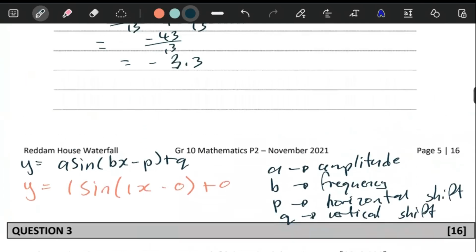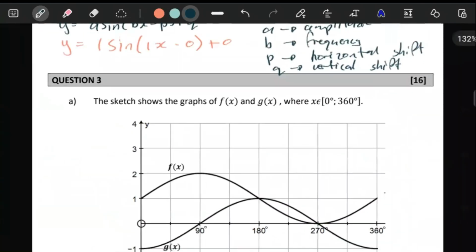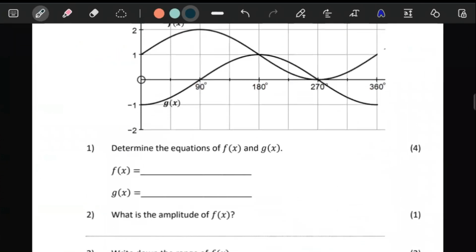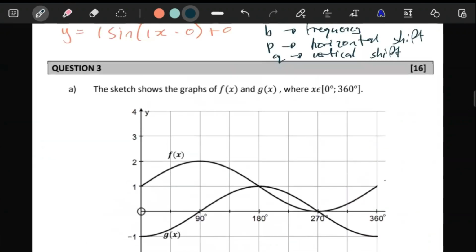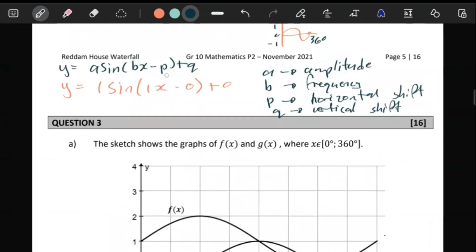So a standard sine graph would look something like this, where the amplitude is 1, the frequency is 1, meaning between 0 and 360 you see one graph. That's what frequency is. This is the horizontal shift, meaning your graph would not be moved to the left or right. This is the vertical shift. Your graph would not be moved up or down. Remember, for you to have an equation of our graph, you have to get a value for a, b, and q, because p is a shift from left to right.